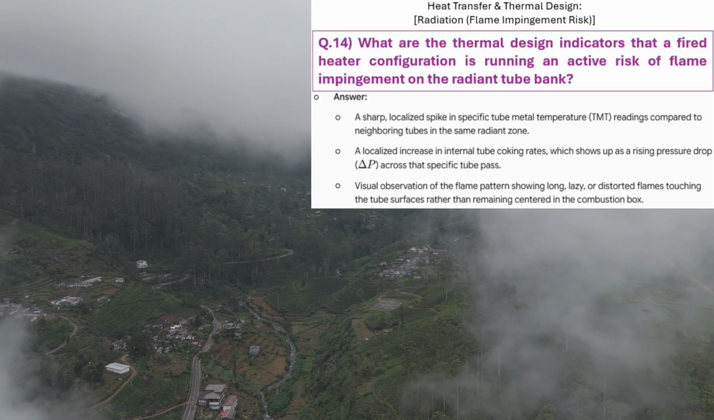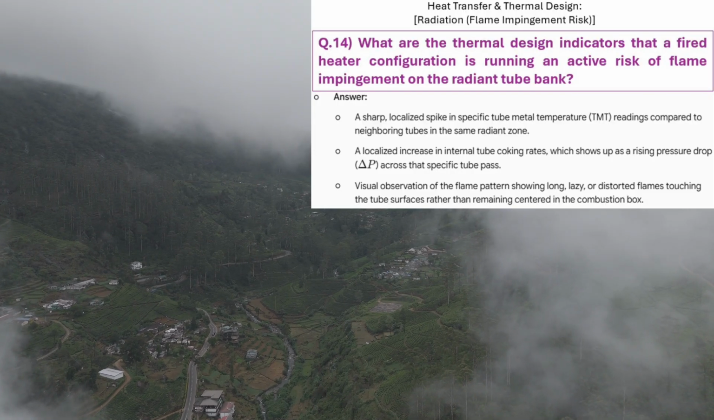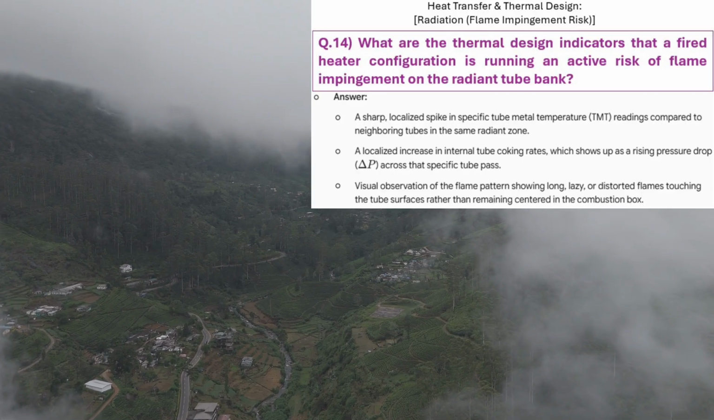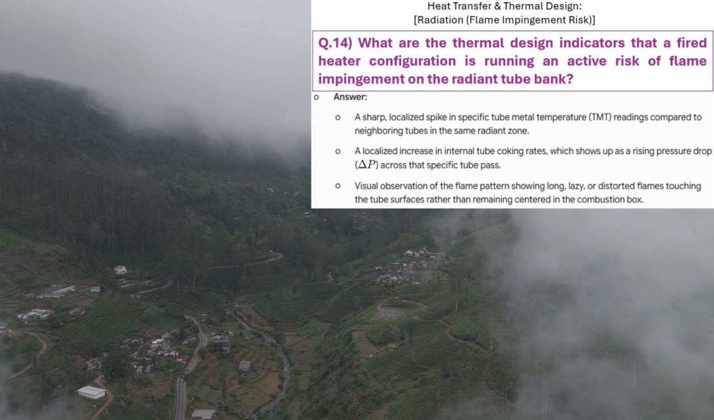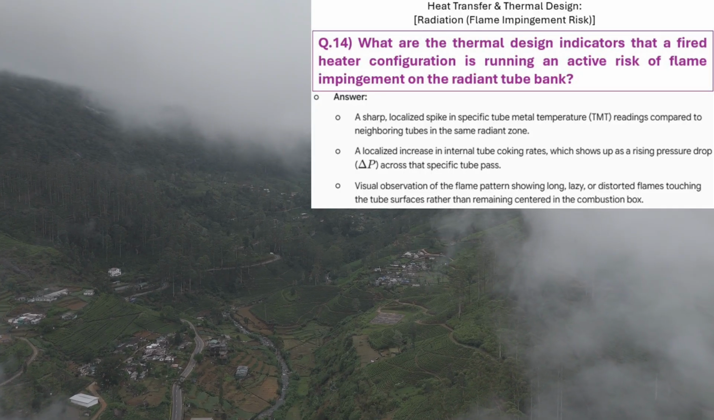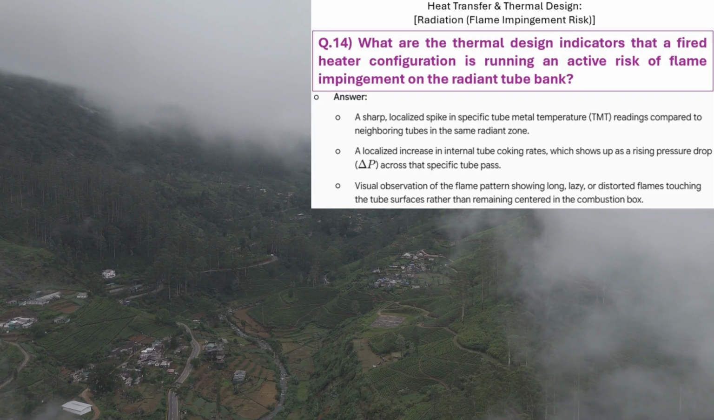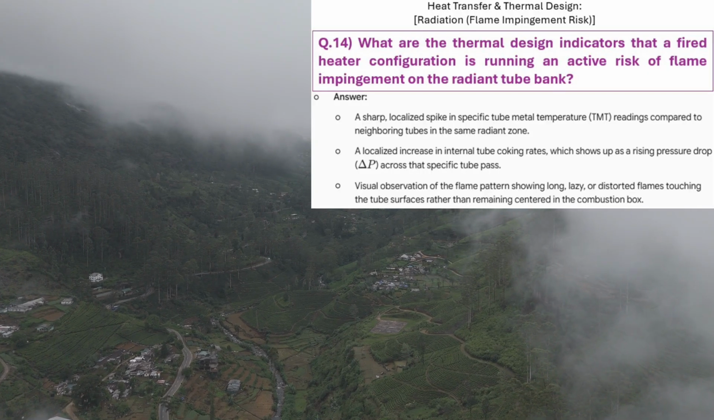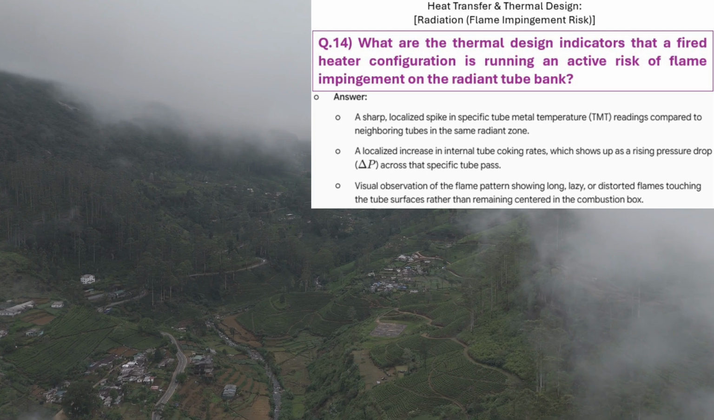You mean actually walking out to the deck? Yes. You are looking for specific flame pattern distortions: long, lazy, or bent flames physically licking or washing the alloy tubes rather than remaining cohesive within the combustion box geometry. Because direct flame impingement transfers intense convective heat directly to the metal, destroying the radiant design boundaries and pushing the alloy past its yield strength rapidly.